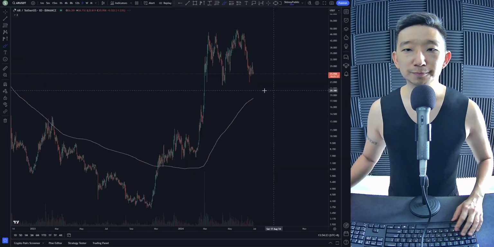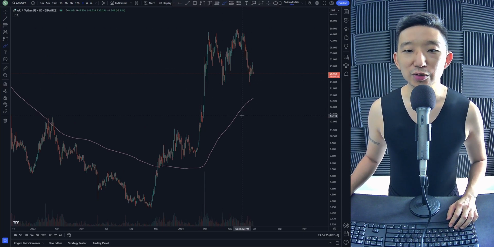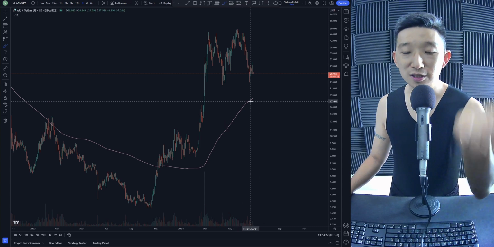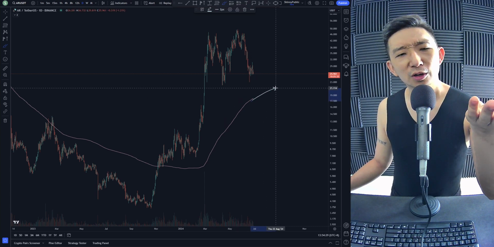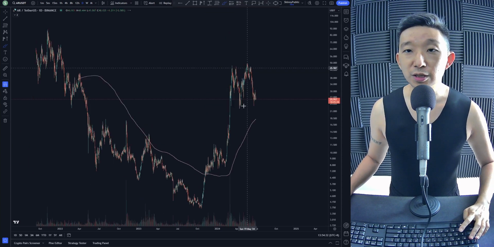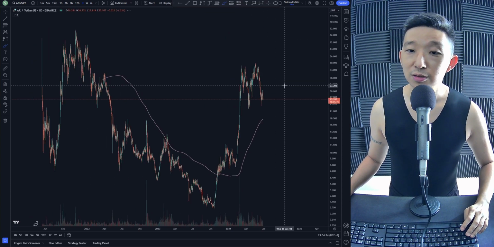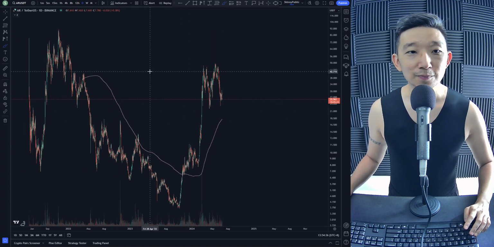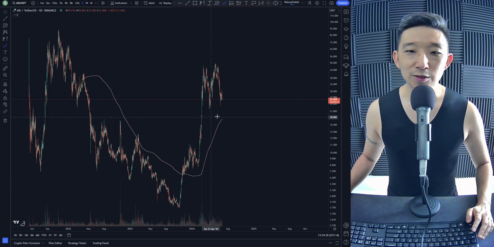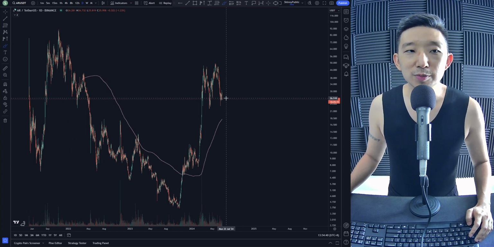Arweave against USD, same freaking thing, head and shoulders, but we're above the skinny pink line. So you'd be like, bro, this is confusing. Yeah, it is. This is hard. Yes, trading is hard. It's meant to be hard. Because if it was easy, everybody would be rich. So what do you do? You remain with a bullish bias.